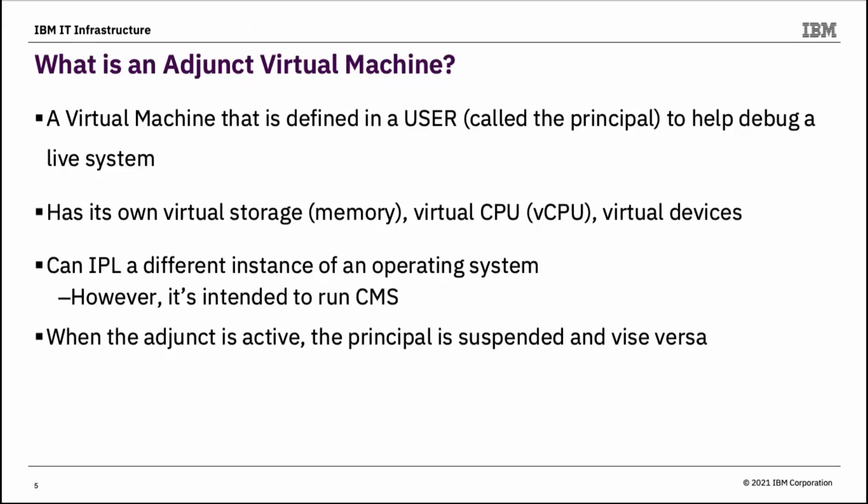So these virtual machines, they have their own virtual storage or memory, their own virtual CPU. There's only one. We cannot define more at this time. It has its own virtual devices as well. You could IPL any sort of operating system, but it is truly intended to run CMS in your adjunct. One last little tidbit here is when your adjunct is active, your principal user is suspended and vice versa. So there can only be one.